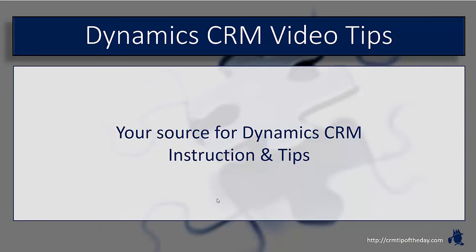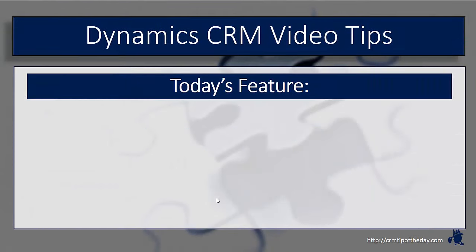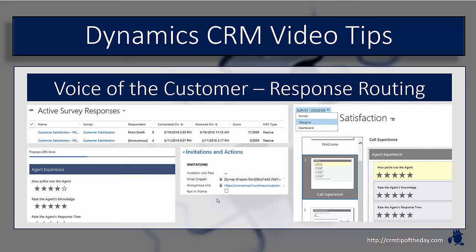So in this video, we're going to continue our voice of the customer discussion, and we're going to talk a little bit about response routing. Now, response routing works in two ways. They've got what are called conditions and they've got actions, just like you would think of from a business rule standpoint or even a routing rule standpoint in Dynamics CRM. Somebody's going to answer a question a certain way, and based upon how they answer that question, you can act on that and do something based upon those responses.